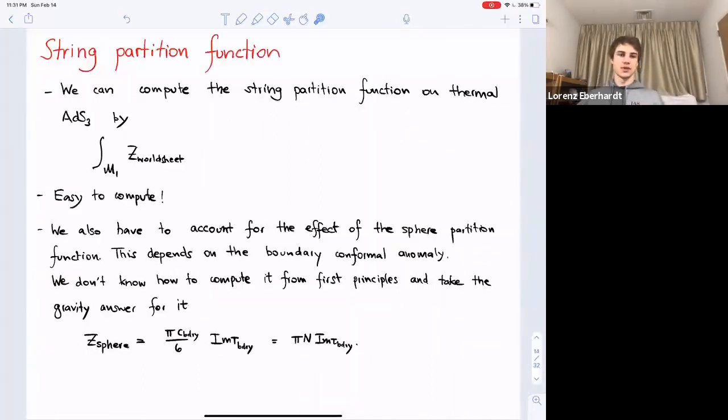Okay, so with this prepared, we can now compute the string partition function. What we want to do is to integrate over genus 1 moduli space this worldsheet partition function that I showed you earlier. And it's really easy to compute.